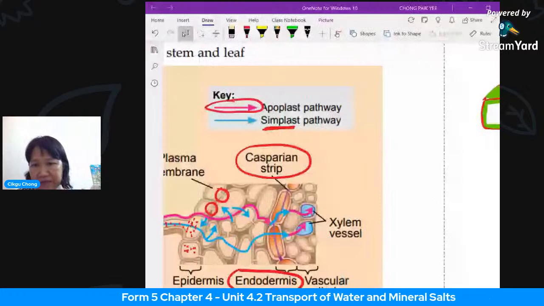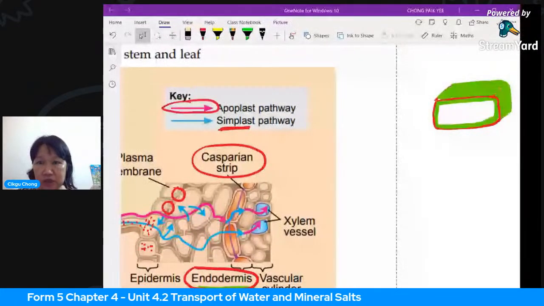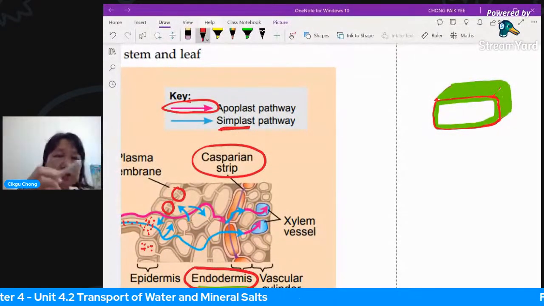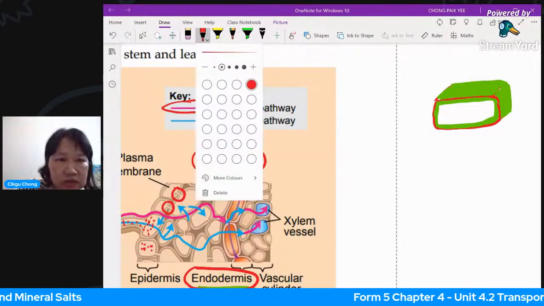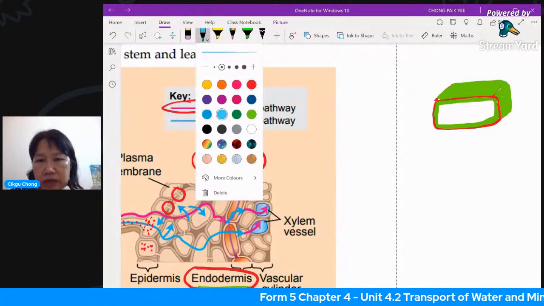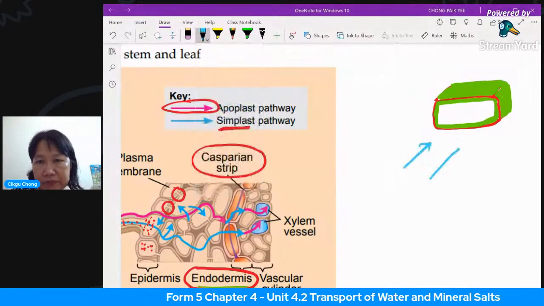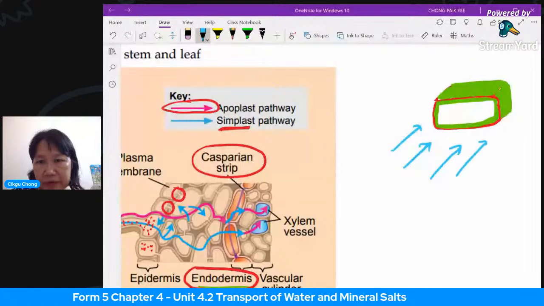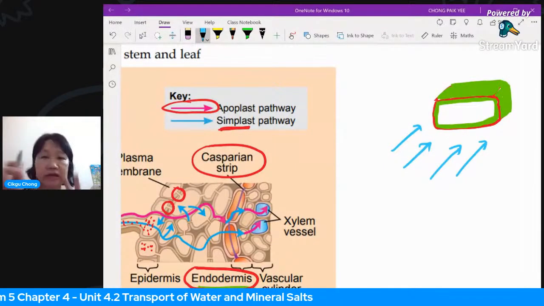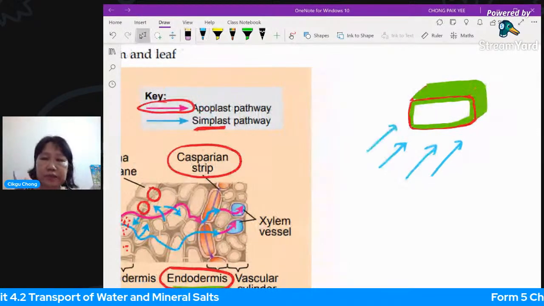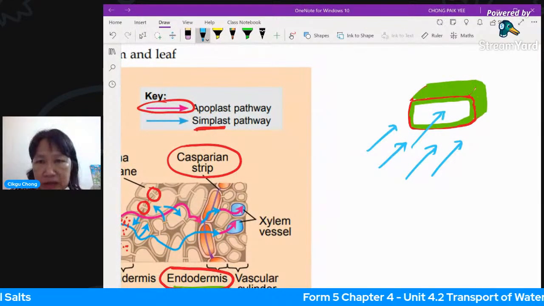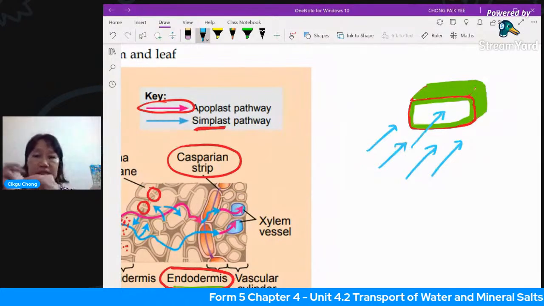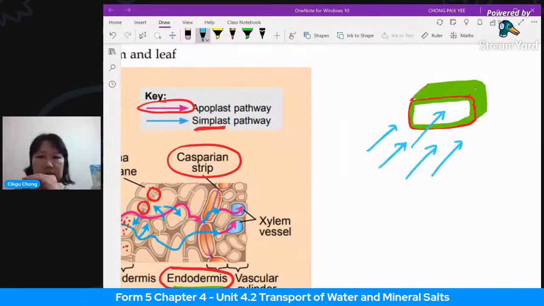I'm going to show you with a blue arrow the path of water. So blue color. Let's say water is passing. This is all water trying to move through. Now there are two ways, right? The first one, we mentioned Symplast. Symplast is going through here. It goes directly through the cytoplasm. The white part here is the cytoplasm. The green part is the cell wall.